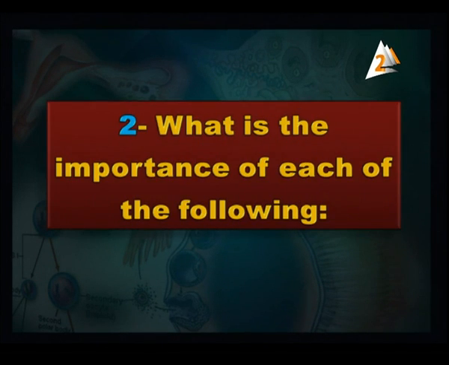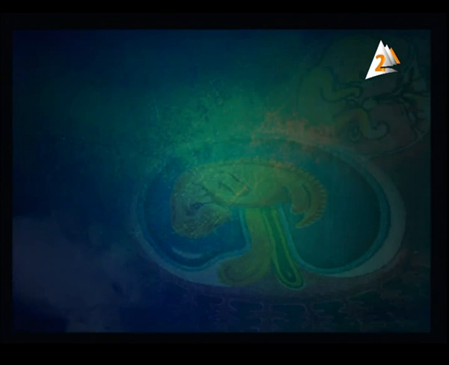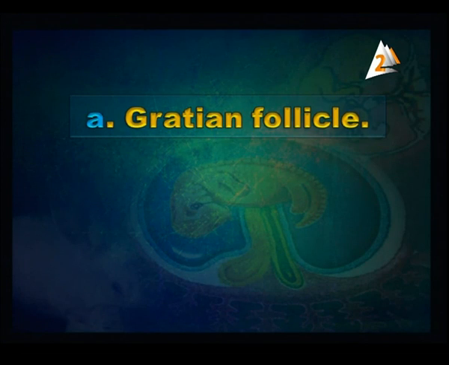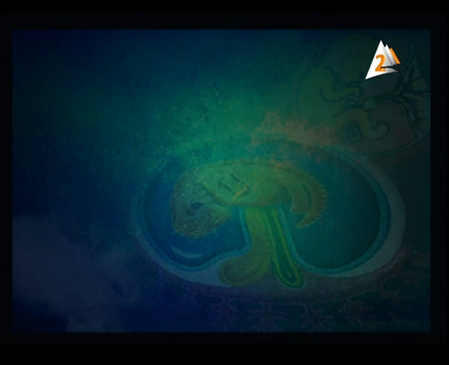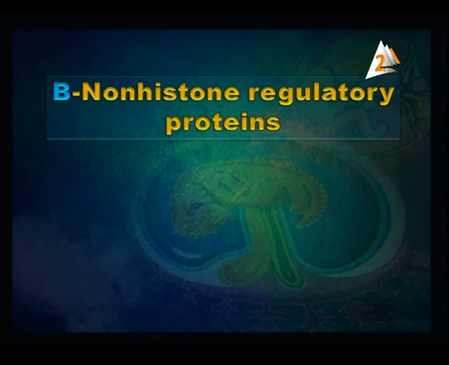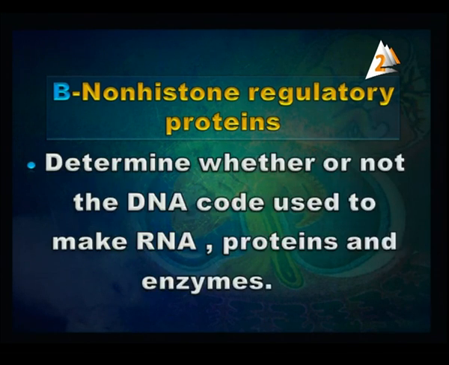What is the importance of each of the following? First, Graafian follicle. It secretes estrogen and contains the ovum. What is the importance of non-histone regulatory proteins? Of course, they determine whether or not the DNA code is used to make RNA, proteins, and enzymes.